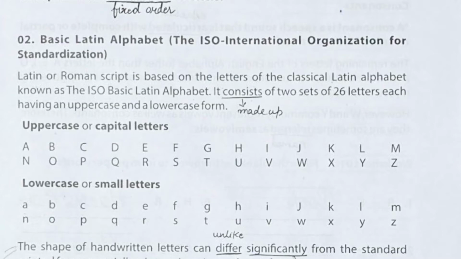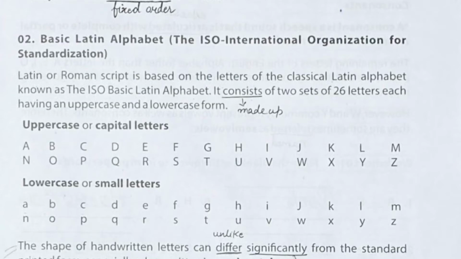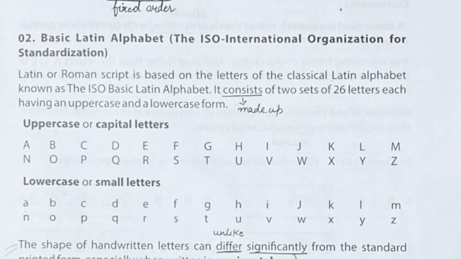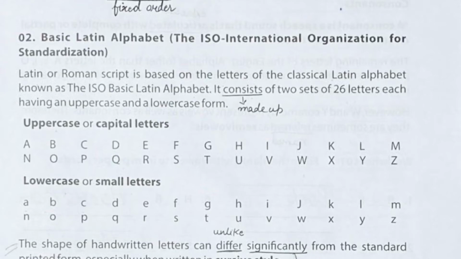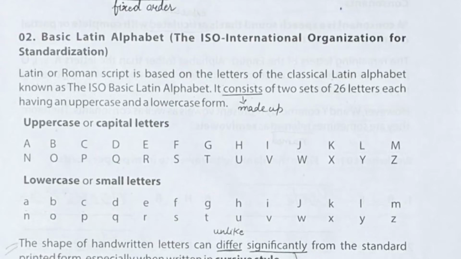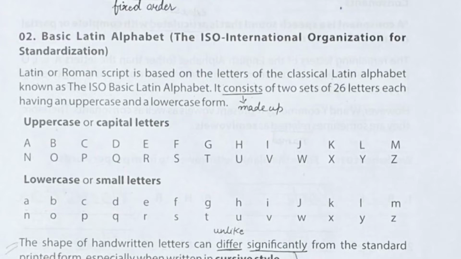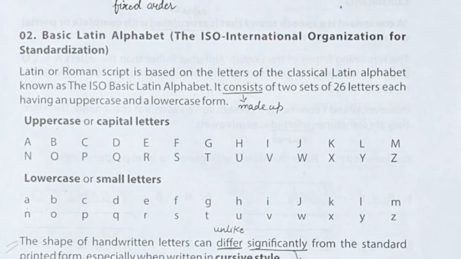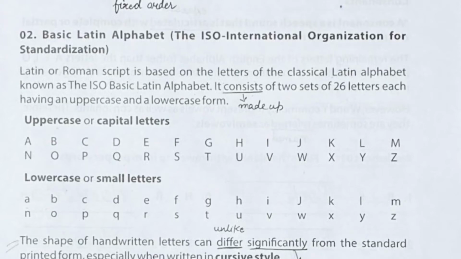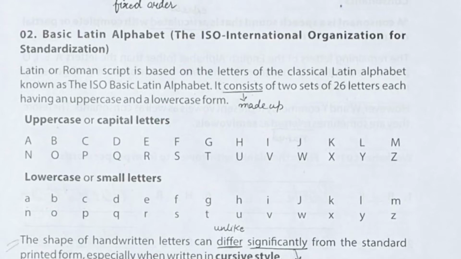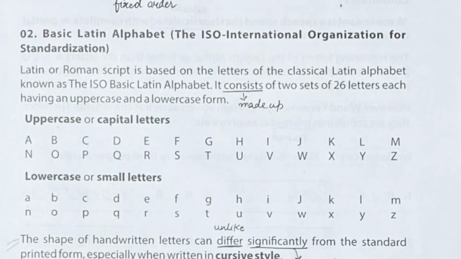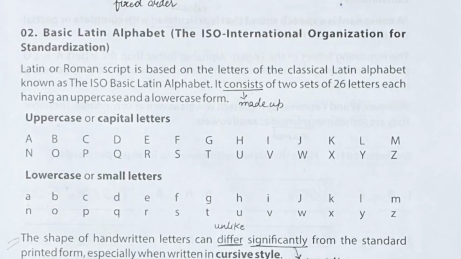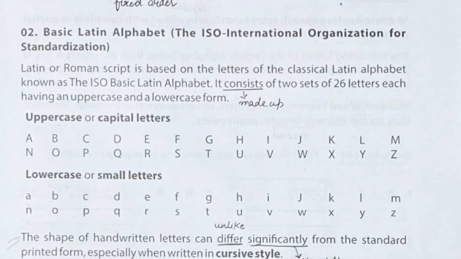Uppercase, or the other name, capital letters. So you can see here uppercase, in which we have written the alphabets in capital letters A, B, C, D, E, F, G, H till Z. And lowercase is also known as small letters. So capital letters are known as uppercase and small letters are known as lowercase. In the lowercase we write the letters as small, as we can see here: a, b, c, d, e, f, g, h.